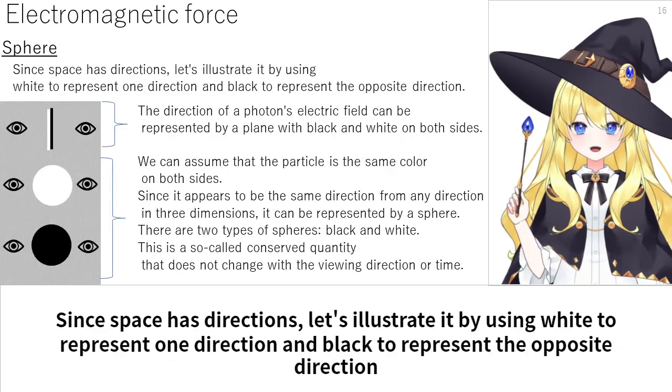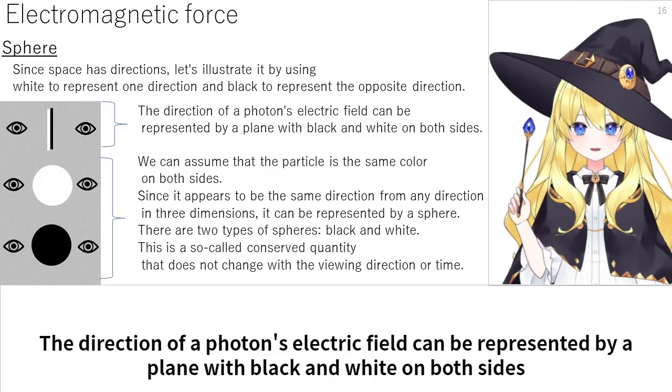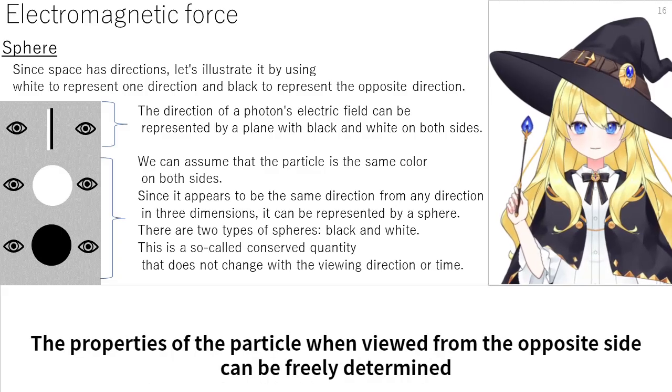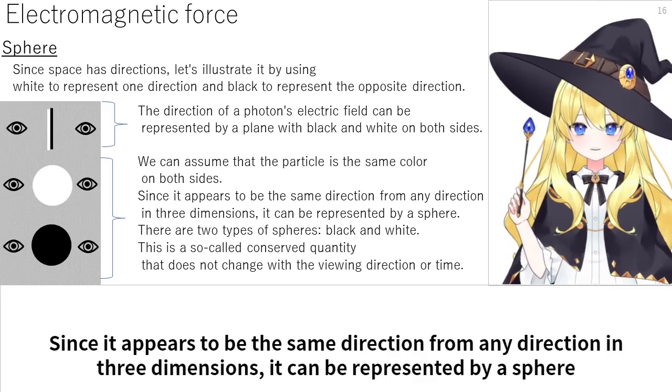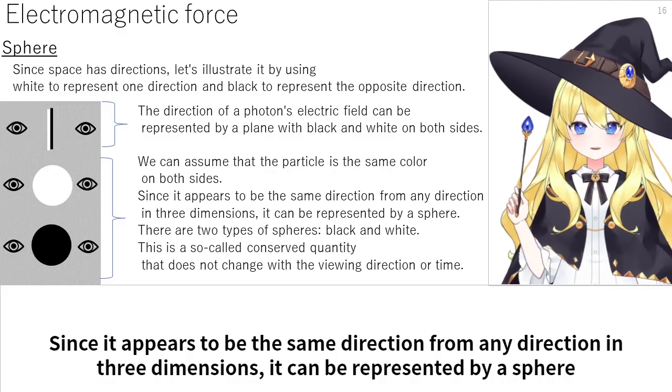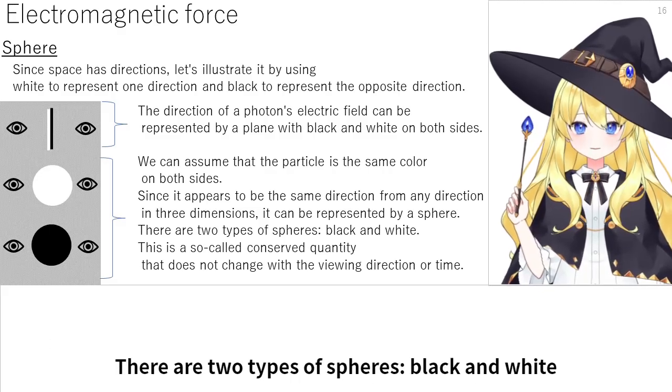backwards. Since space has directions, let's illustrate it by using white to represent one direction and black to represent the opposite direction. The direction of a photon's electric field can be represented by a plane with black and white on both sides. The properties of the particle when viewed from the opposite side can be freely determined. Therefore, we can assume that the particle is the same color on both sides. Since it appears to be the same direction from any direction in 3 dimensions, it can be represented by a sphere. There are 2 types of spheres, black and white.